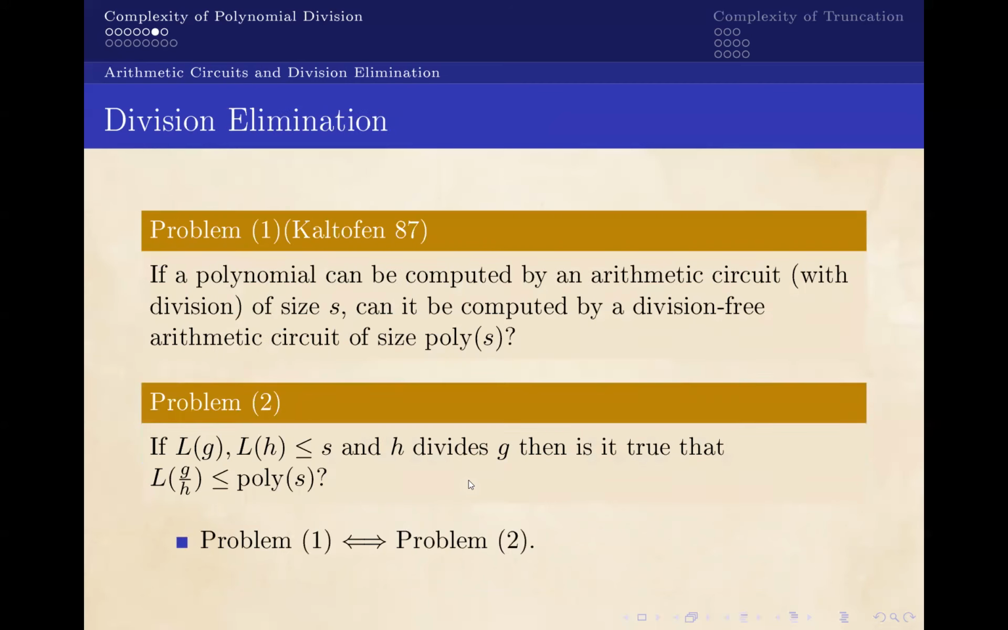So there is the problem of division elimination. Problem 1 asks: if I can compute a polynomial f using a circuit of size s which uses division, can I also compute this polynomial by a division-free circuit of size poly(s)? Problem 2 says: if I have two polynomials G and H whose arithmetic circuit complexity is at most s, and H divides G, is it true that the arithmetic circuit complexity of G over H is poly(s)? Because of the lemma we saw on the previous slide, these two problems are actually the same asymptotically.